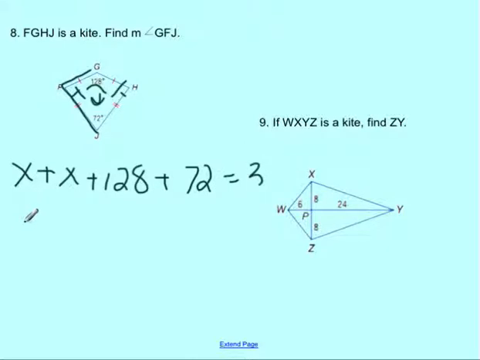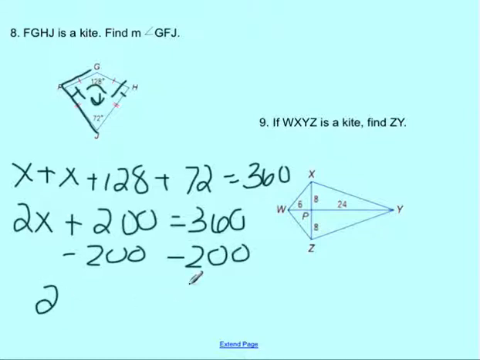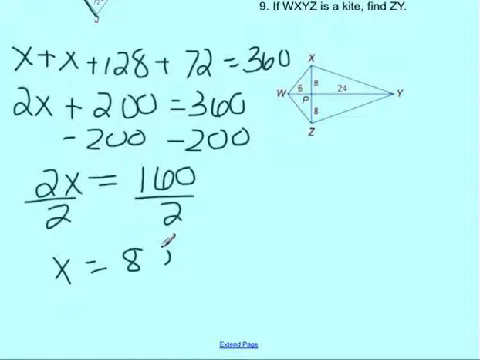So x plus x is 2x. 128 plus 72 is 200, and that's equal to 360. Now we need to solve this for x. I'm going to start by subtracting 200 from both sides, and I get that 2x is equal to 160. And now, last but not least, to solve for x, I'm going to divide both sides by 2. Then I get that x is equal to 80.